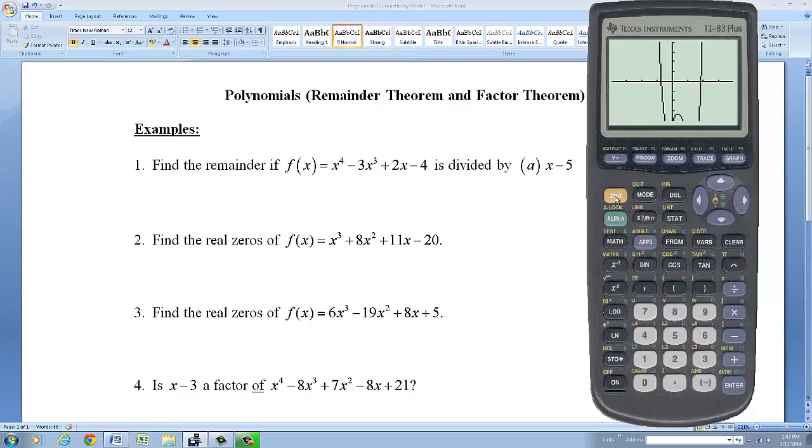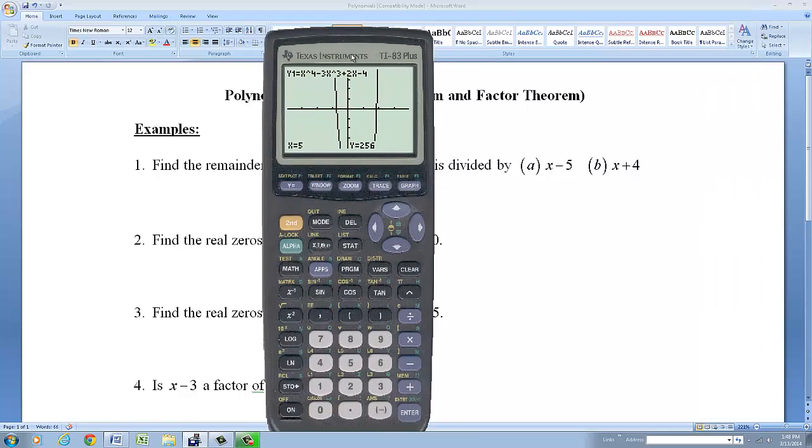So here's what I'm going to do. I'm going to go to second, and then I'm accessing the calculate menu. So hit the trace key here, and I want value number 1. So just hit 1 or hit enter, and then just enter the value. So in this case, c would be 5. So I put a 5 right there, and then hit enter, and I get the value of the function right here, 256. So the answer to part A, if I were to divide this polynomial by x minus 5, the remainder would be 256.